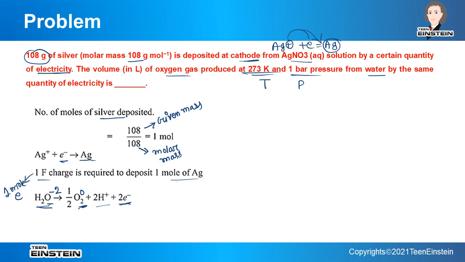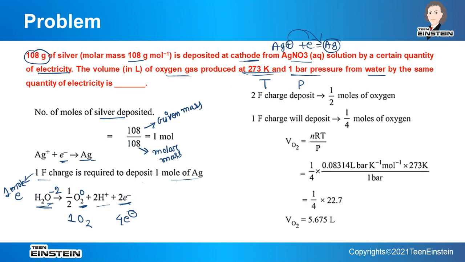Now for half mole of oxygen, the requirement of electron is 2e, right? So when we want to get 1 mole of oxygen, you have to provide double electron. So for half oxygen it is 2 electrons, so if it is 1 mole oxygen, it must be 4 electrons. So we have to balance the equation first, or alternatively we can say that 2F charge can deposit half mole of oxygen, because the corresponding charge of 2 electrons is 2 Faraday. So when we apply 2 Faraday charge, we will get half mole of oxygen.